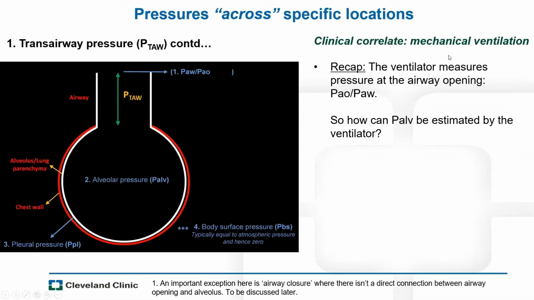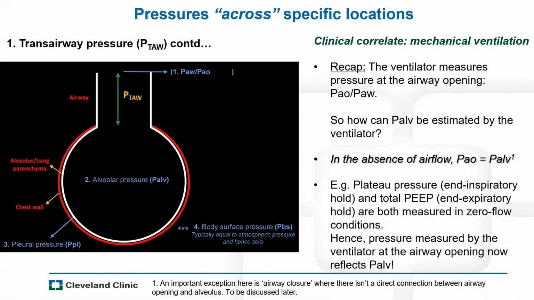So the clinical correlate of this is, if you're talking about mechanical ventilation, then remember that the ventilator always measures pressure at the airway opening. So if we want to estimate alveolar pressure, which like Marina said is the plateau, for example, how can we do that on the ventilator? Well, it's simple. You stop the airflow. You stop the airflow, there's no trans-airway pressure, then your reading on the ventilator at the airway opening would reflect the reading in the alveolus. So in the absence of airflow, airway pressure equals alveolar pressure. And this is how we measure plateau pressure and then total PEEP. And in these situations, pressure measured by the ventilator at the airway opening reflects alveolar pressure.